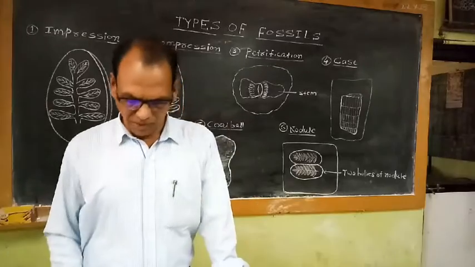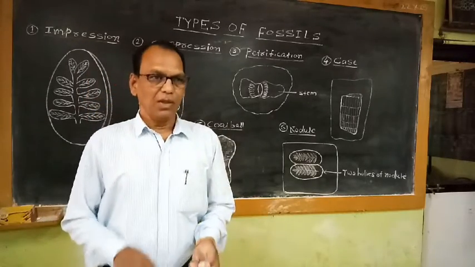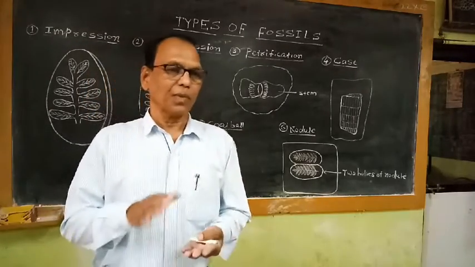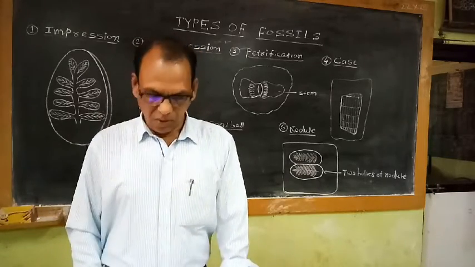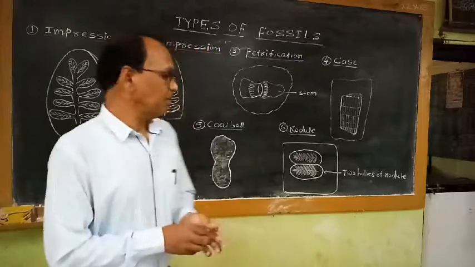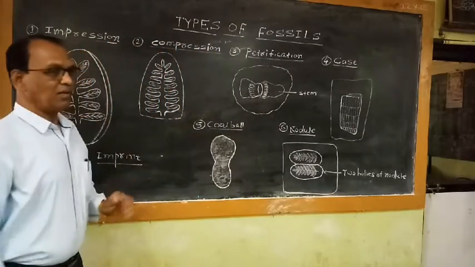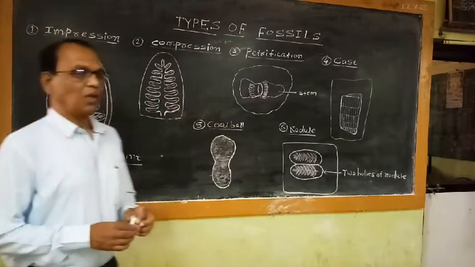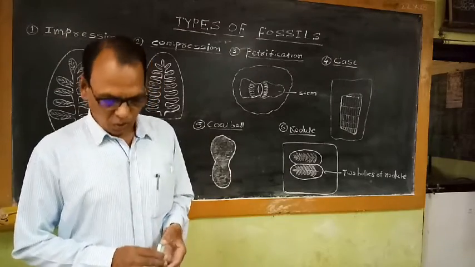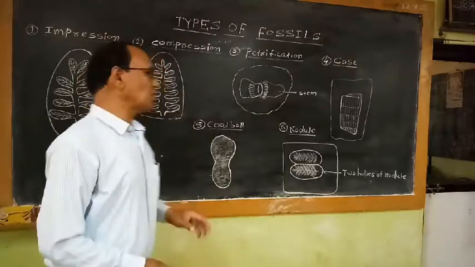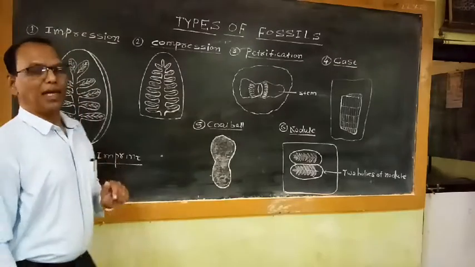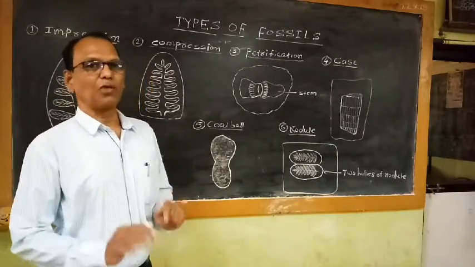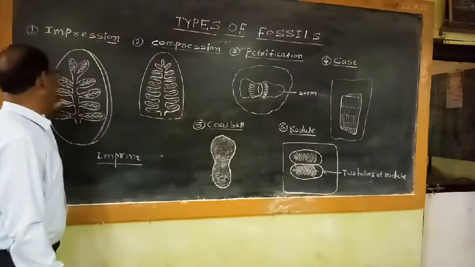So due to sedimentation, the total plant part gets compressed due to the addition of pressure of the sediment, and only the imprint of the plant part is preserved on the sedimentary rock. So in this type of fossil, only the outline of this plant fragment or plant part is preserved. For example, this is the impression of a leaf.